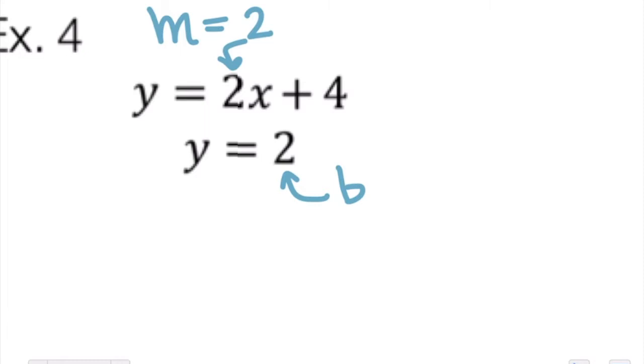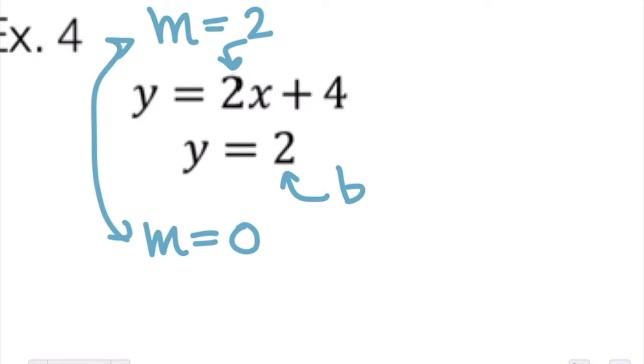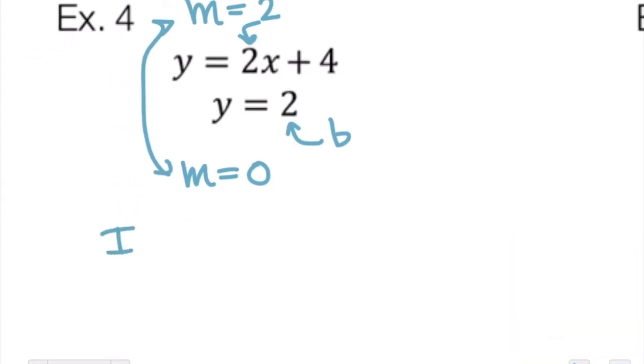In fact, if it's a horizontal line, our slope is 0. So how do our slopes compare to each other? They're just different. So again, we're dealing with an intersecting line, or a pair of intersecting lines.